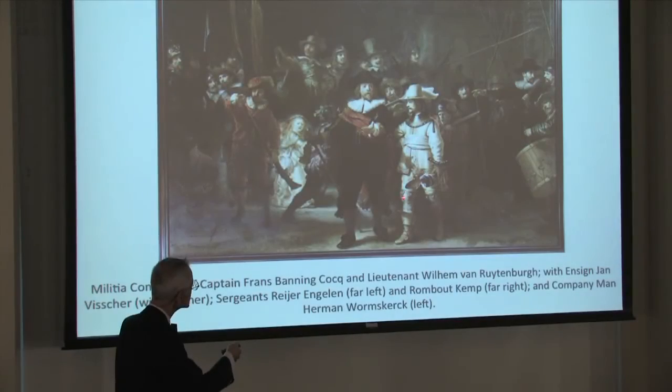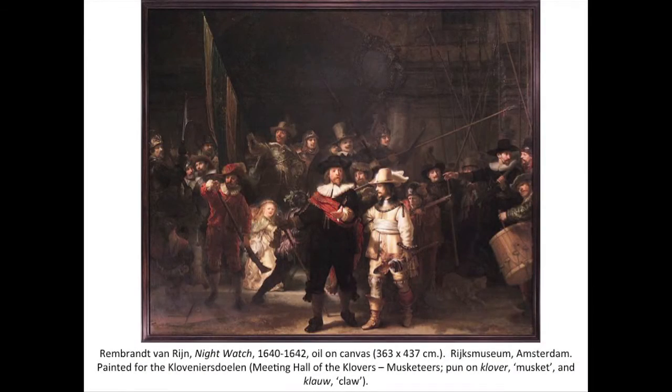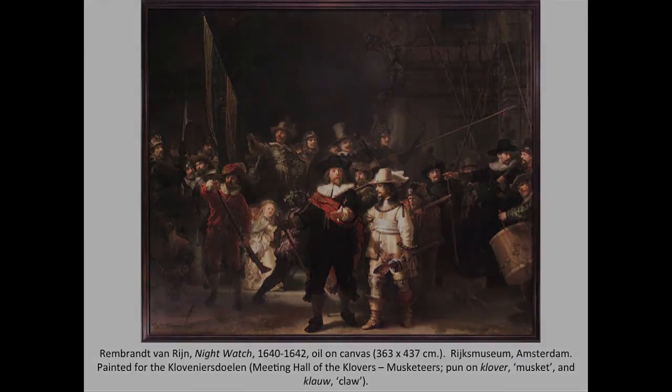We can identify the figures in this picture. The captain of the company is Frans Banning-Kok. His lieutenant was Willem van Ruitenburg. Just to identify a few other figures, this is one of the sergeants, Reyer Engelen. This is another sergeant, Rombout Kemp. And this is one of the company men. His name was Wormskirk. This is the ensign carrier of the company. His name was Visser. So we know who the men in this picture were.